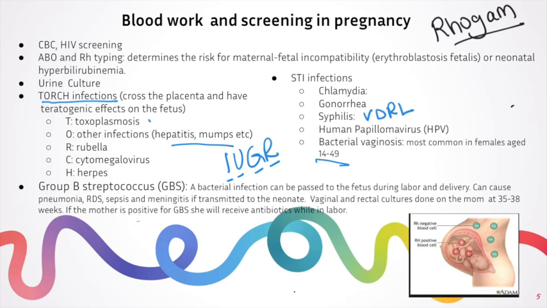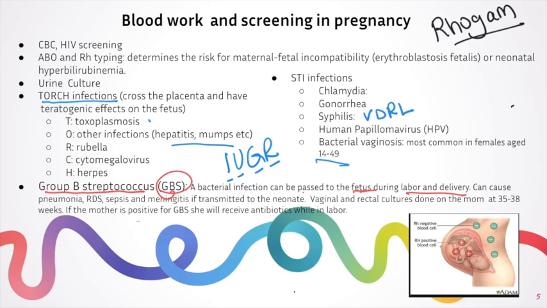Finally, we're going to talk about something called group beta strep. Sometimes it's called GBS, sometimes it's called B strep. It doesn't matter. It's all the same thing. What it is, is a bacterial infection that can be passed from the fetus to the mom during labor. It can cause pneumonia, RDS, sepsis, and meningitis in the neonate if it has GBS.